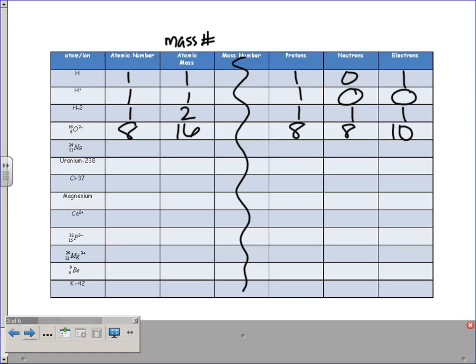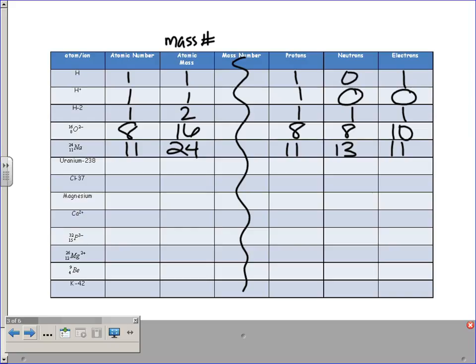The next example I have is sodium. Sodium with a mass number of 24 and an atomic number of 11. There is no charge on this sodium, so both my protons and electrons are equal to my atomic number. Neutrons are going to be equal to my mass number, 24 minus 11, 13.